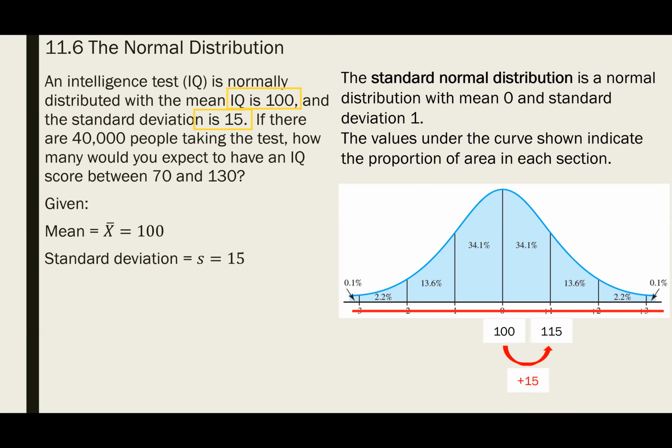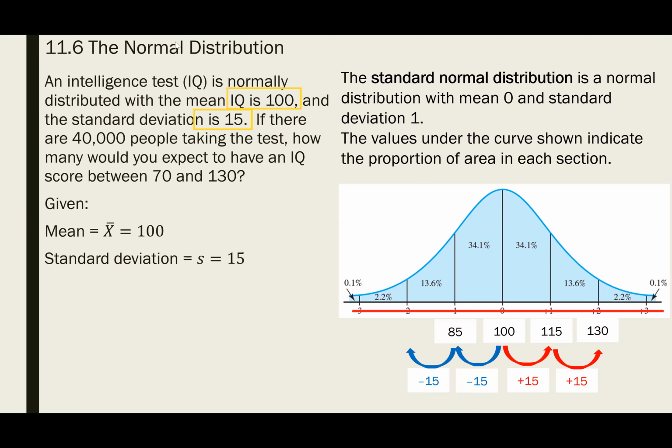If you take another step above, you add another 15. And if you add another 15, that will give you 130. If you take one step below, meaning you go to the left, you need to minus. And if you minus 15 from 100, that gives you 85. And if you take one step below, you take 85 minus 15 to give you 70.